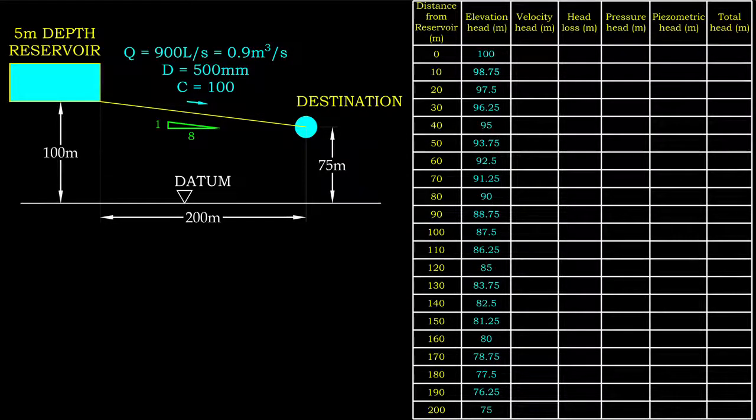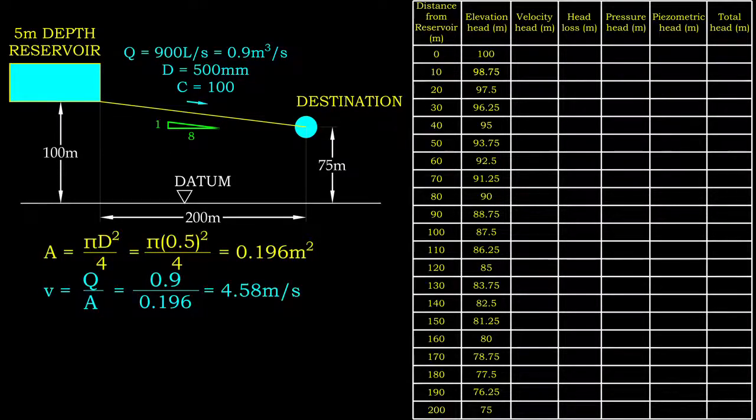The pipe flow and pipe geometry remain the same throughout the system. The flow velocity and velocity head should be the same as well. The cross-sectional area of pipe is 0.196 square meter, and therefore, the flow velocity is 4.58 meter per second. The velocity head is 1.07 meter for all the points on the pipeline. For reservoir and supply destination, it should be 0.